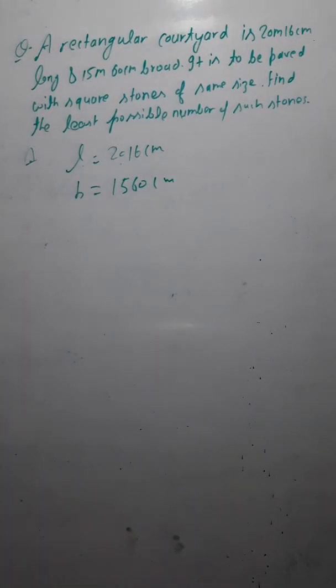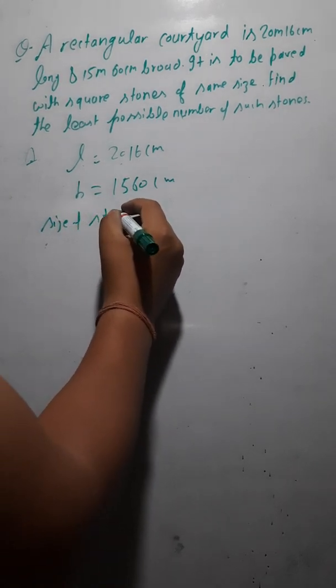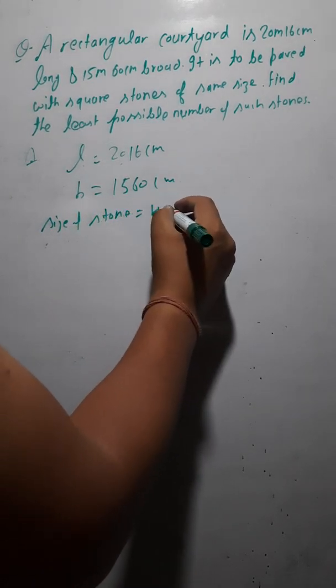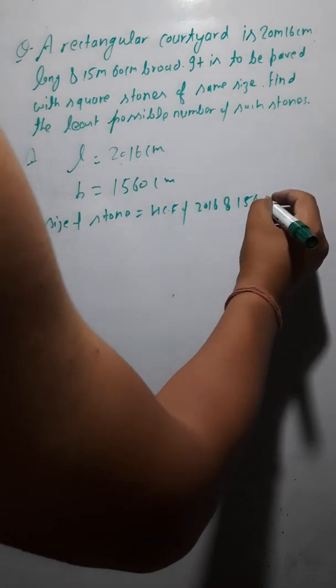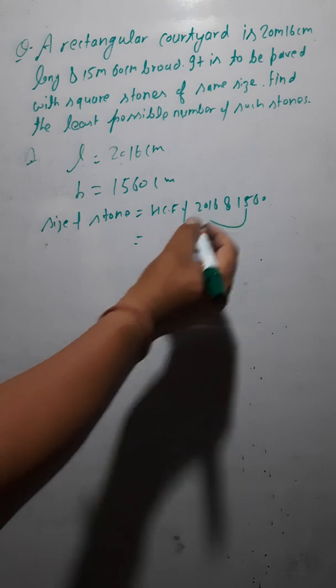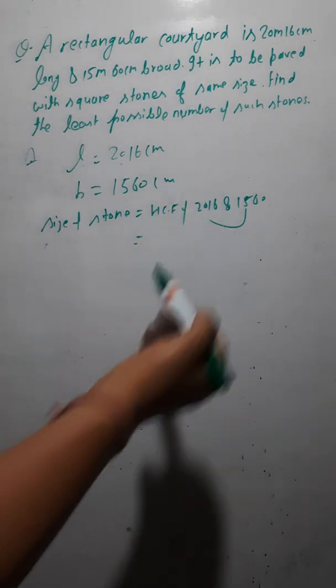Now what you have to do? You have to find out the HCF. So size of stone is equal to HCF of 2016 and 1560. Just do it yourself. Find out the HCF of these two fast. You know the Euclid division algorithm, you can also use it here. Just find out the HCF. Solve it here.